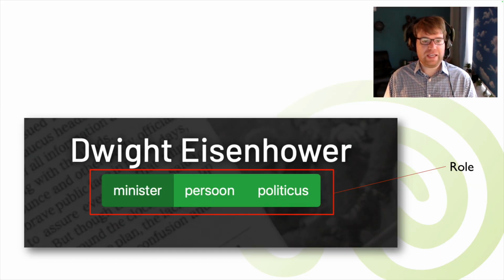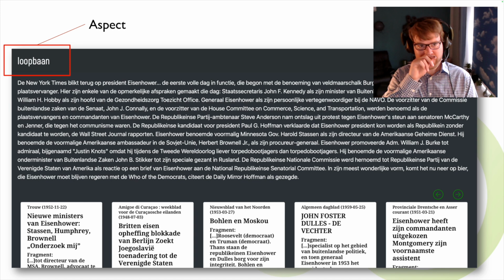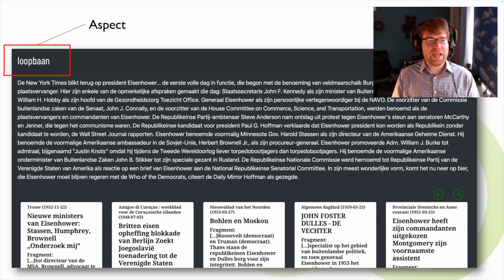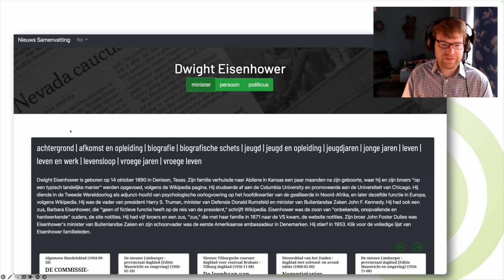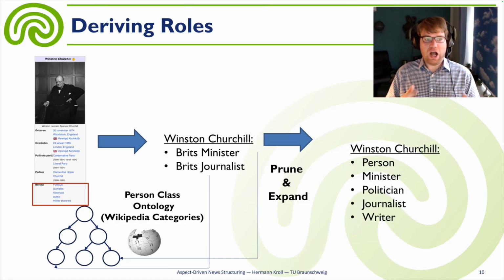In the end, we fixed the following terms: Dwight Eisenhower as a person, then different roles like minister, person, politicus, and so on, politician. And we have different aspects like the career or the early life of one role. And in the end we have something like this: we can select different persons, select different roles, and see different aspects of the person. How could we do it?